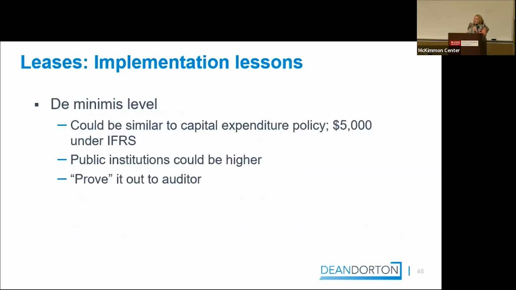Let's chat briefly about de minimis level. This is a conversation I know we've had with clients across the board about different things, but there is no de minimis level in GAAP. There is in IFRS, which is the international standards, of $5,000. So what you need to do is prove out to your auditor why you feel like your de minimis level is appropriate. And why is this important?